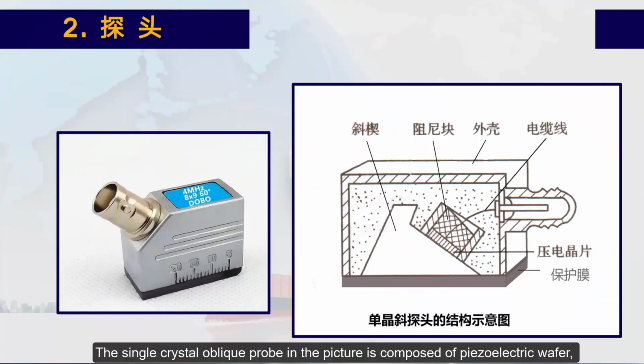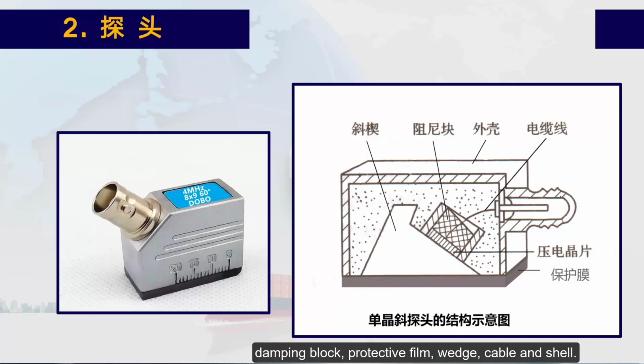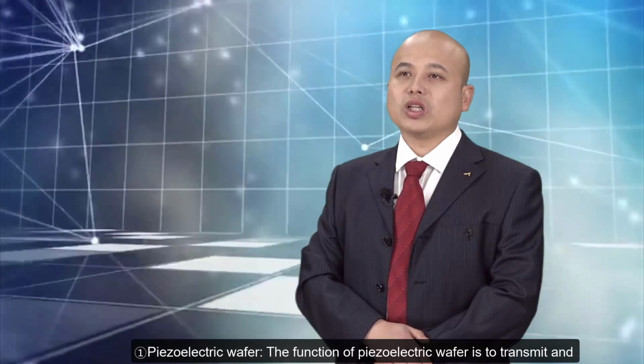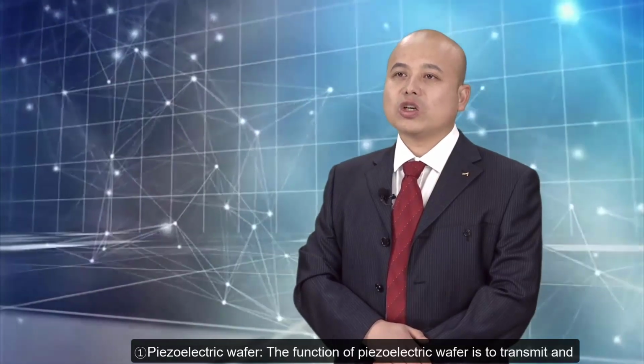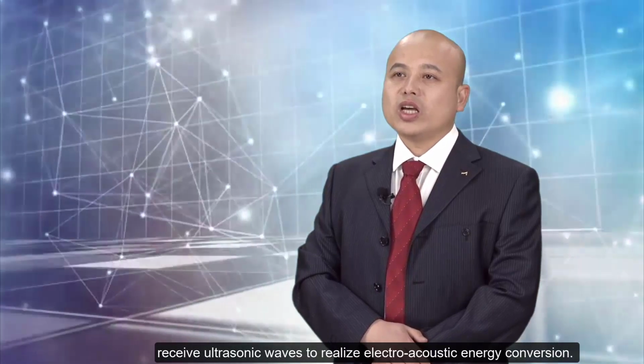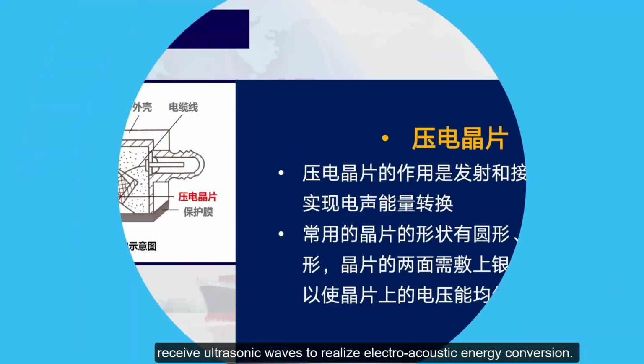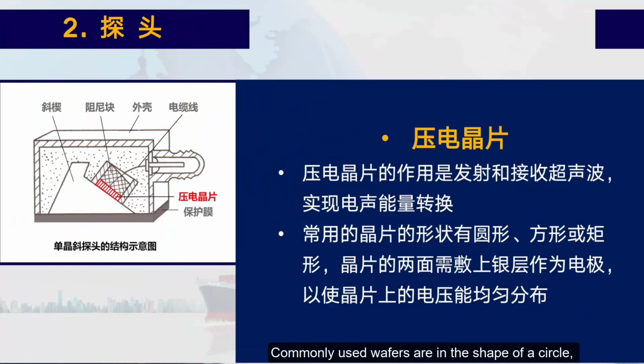The single crystal oblique probe in the picture is composed of piezoelectric wafer, damping block, protective film, wedge, cable and shell. 1. Piezoelectric wafer. The function of the piezoelectric wafer is to transmit and receive ultrasonic waves to realize electroacoustic energy conversion. Commonly used wafers are in the shape of a circle, a square or a rectangle. Both sides of the wafer need to be coated with silver layers as electrodes, so that the voltage on the wafer can be evenly distributed.